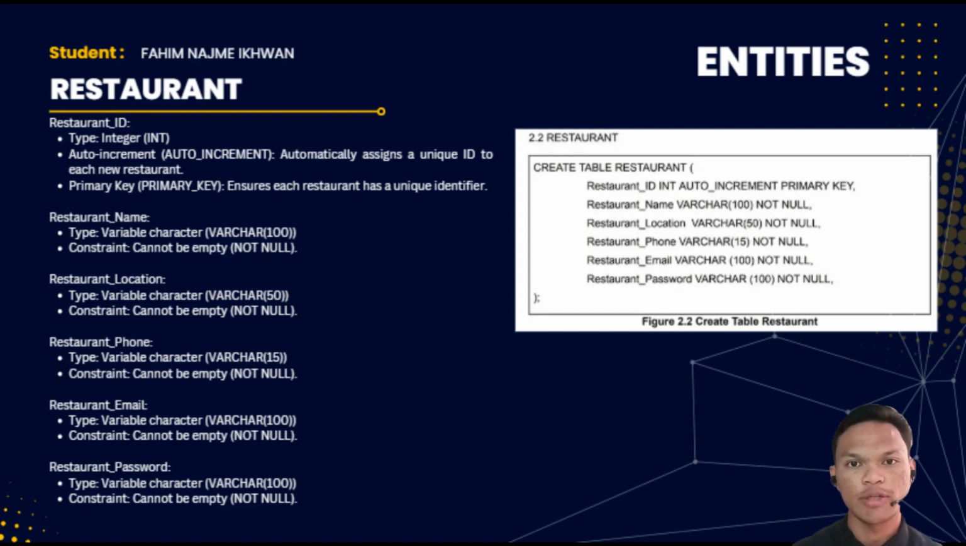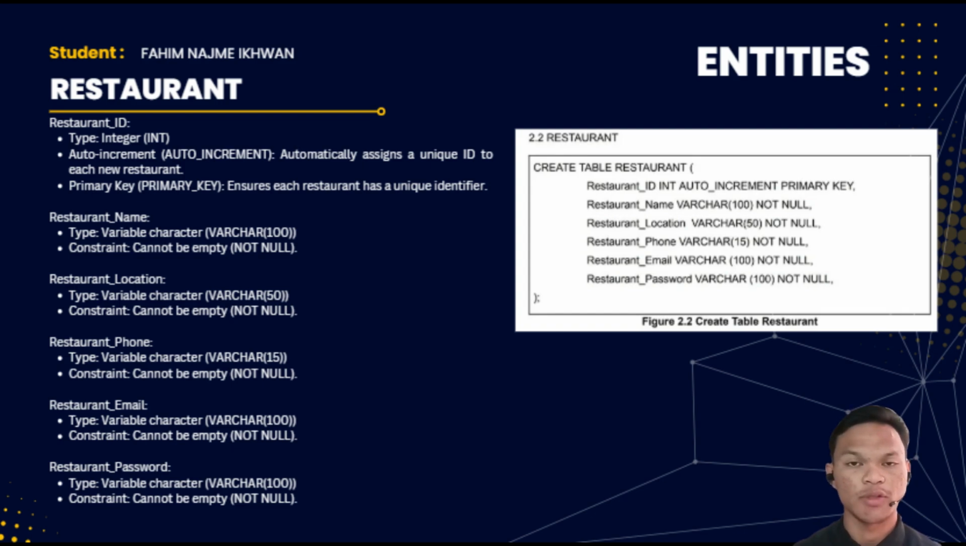The restaurant phone column will store the phone number for the restaurant. We use varchar 15 because phone numbers can vary in length, especially with country codes. The not null constraint ensures that every restaurant has a phone number listed. Next, the restaurant email column is where we store the email address of the restaurant. We use varchar 100 to store email addresses that are typically up to 100 characters. As with the others, not null ensures that every restaurant must have an email address.